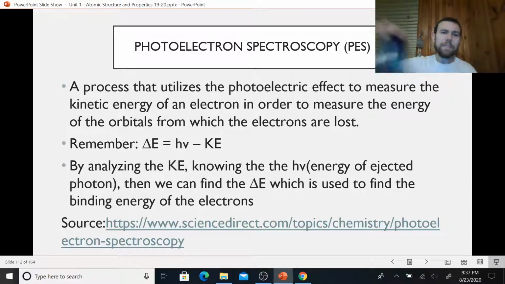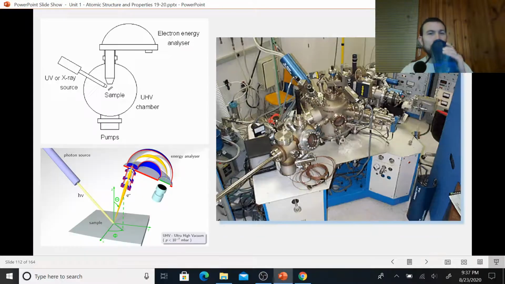Now, I would encourage you, go take a look at that particular website. It gives you some more information about photoelectron spectroscopy. Might pique your curiosity, so you could look at all the different things that people do with PES.